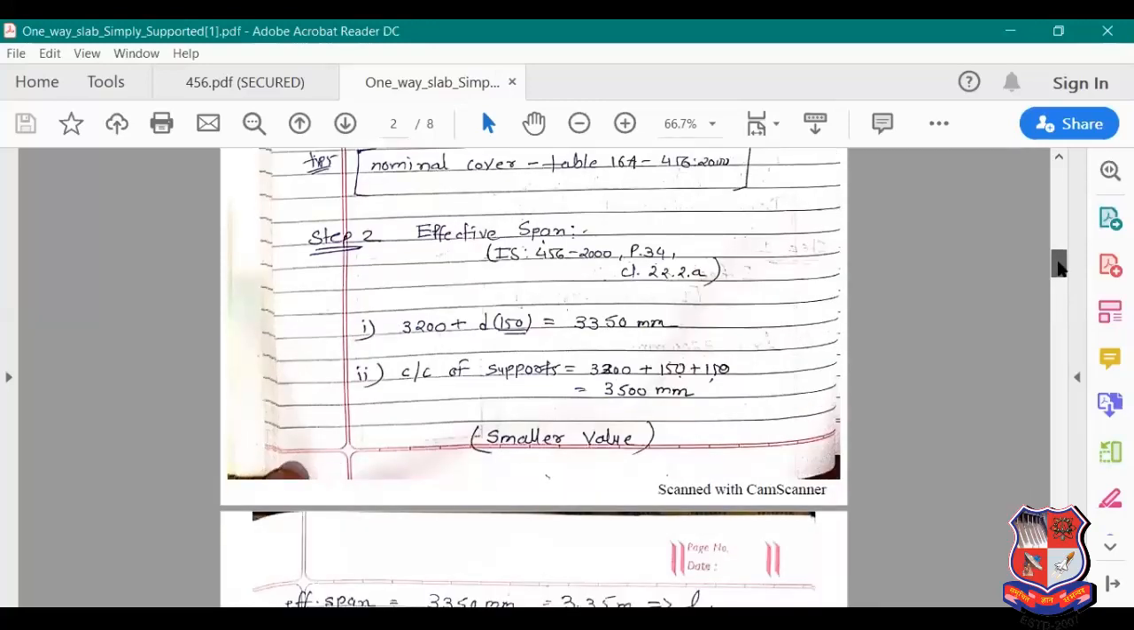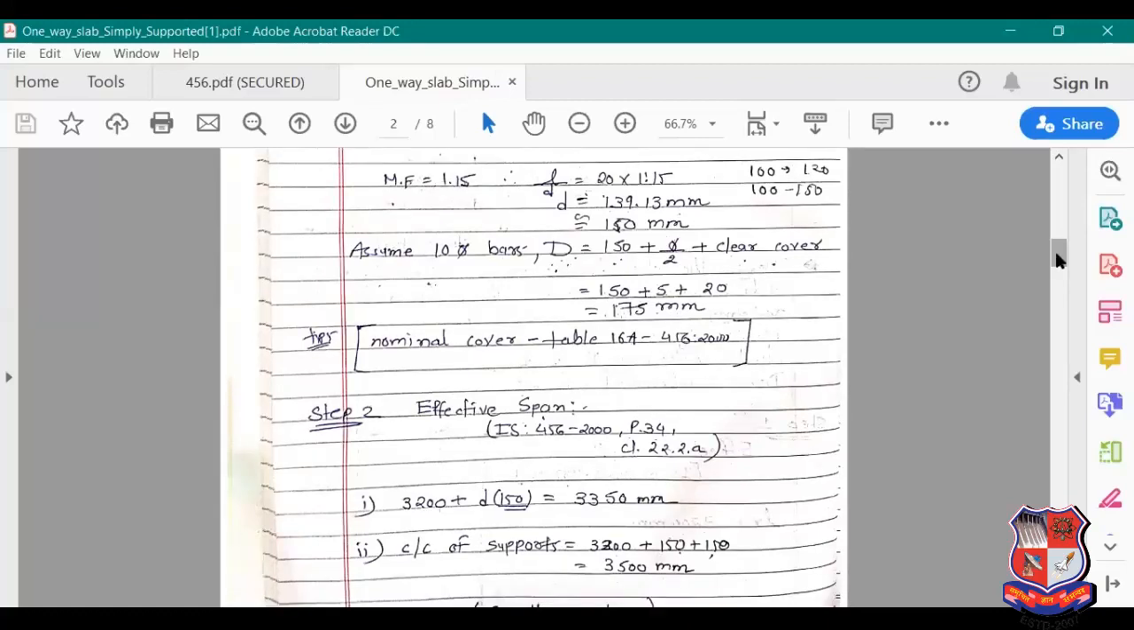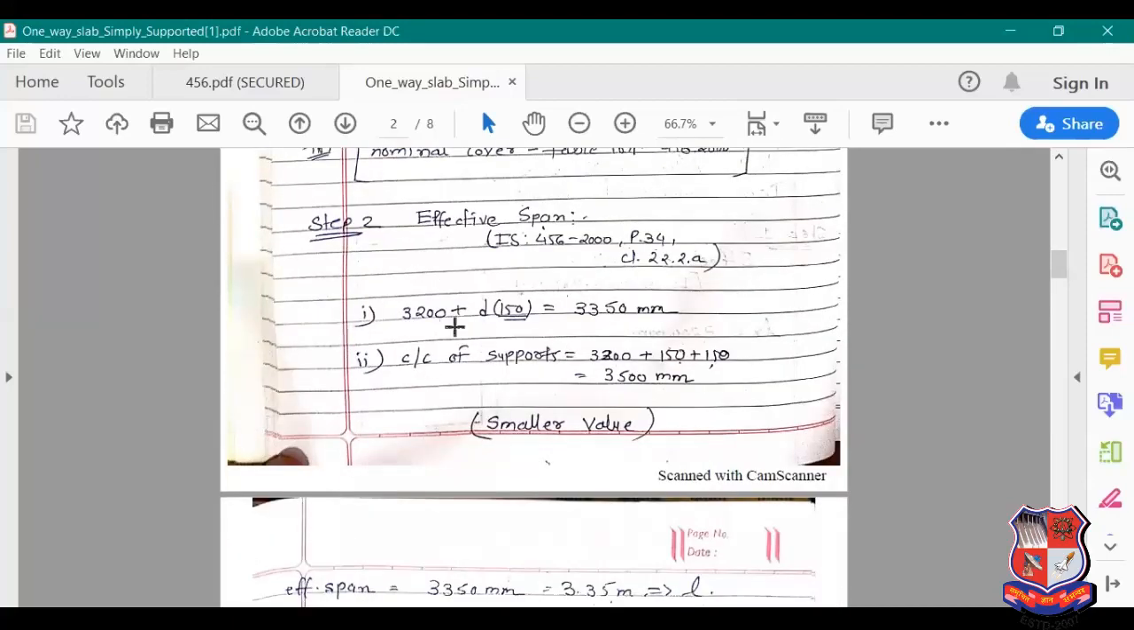If you want to find the nominal cover for different cases, you can find it in Table 16 on page number 26 of IS 456. Here, when I mention page numbers, I mean only IS 456:2000; I won't repeat it every time. Then step number 2 is the effective span.